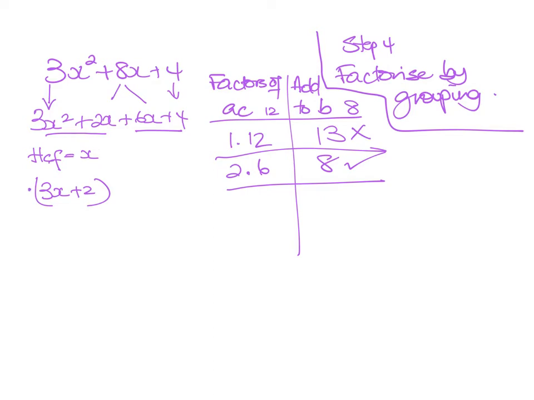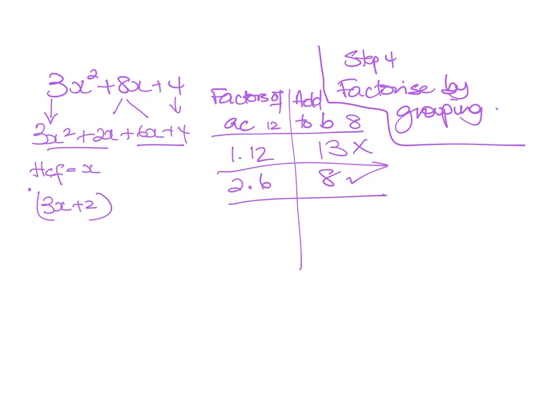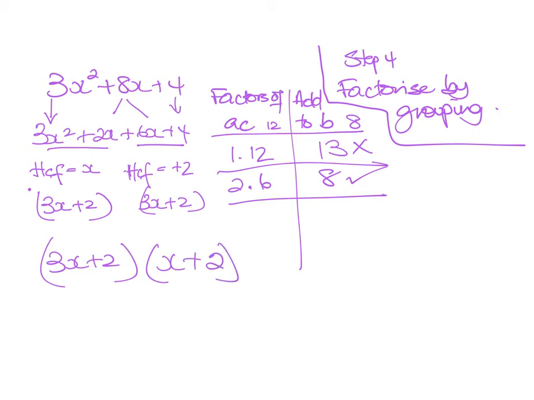And the HCF for the second 2 terms is positive 2. So we're left with 3x plus 2. And so we're left with 3x plus 2 on both. So 3x plus 2 is common to both, and we're left with x plus 2. And that is how we factorize a quadratic.